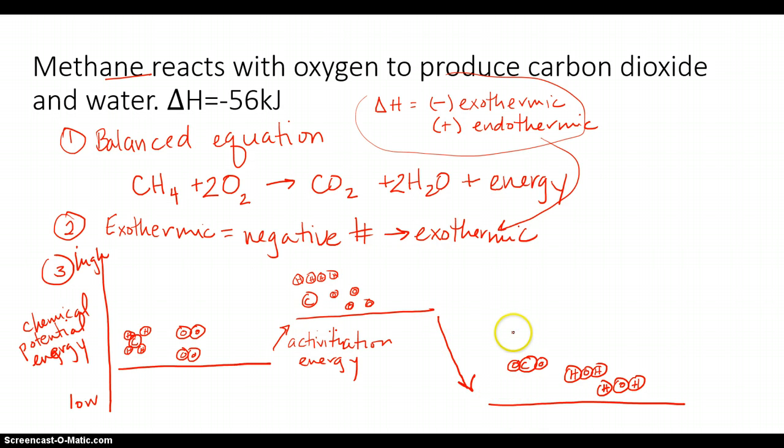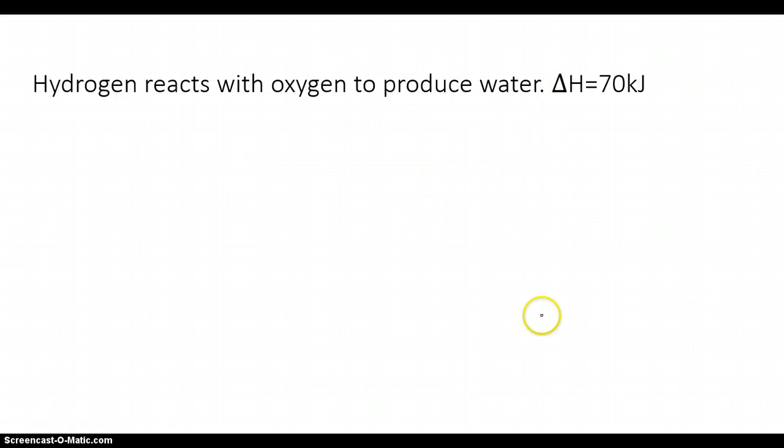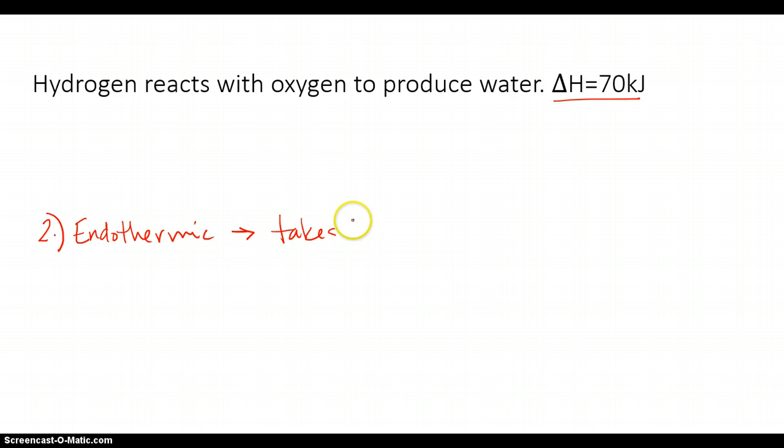So let's take a look at one where you have instead, in this case, you'll notice that you have a positive value. So for number 2, where it asks, is it endothermic or exothermic, that positive value, you know that it is endothermic. This means that it takes in energy, and we know that because of that positive symbol. That helps us out.